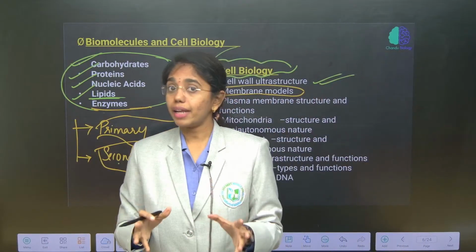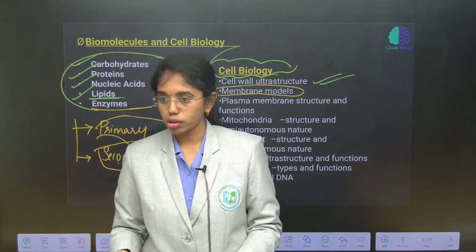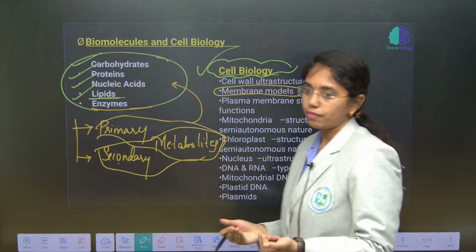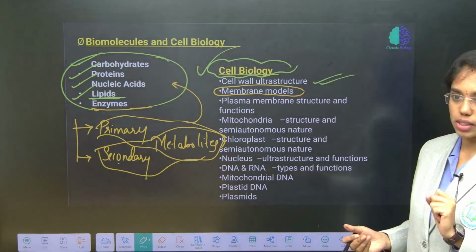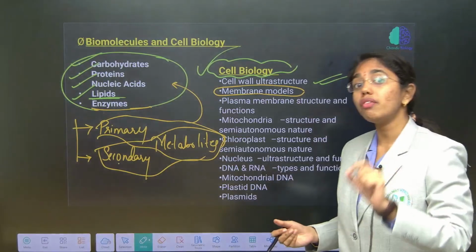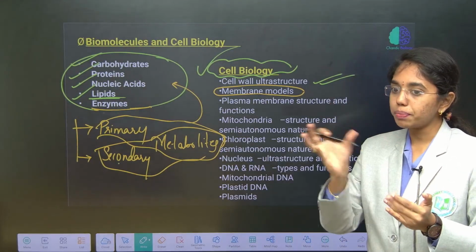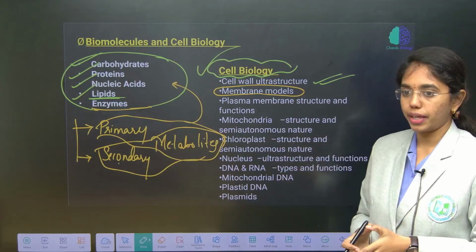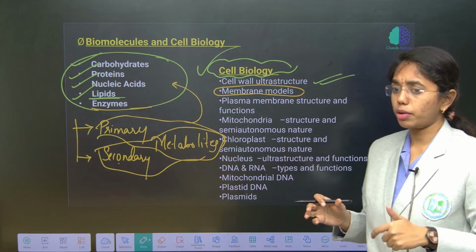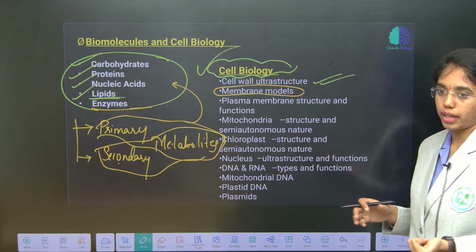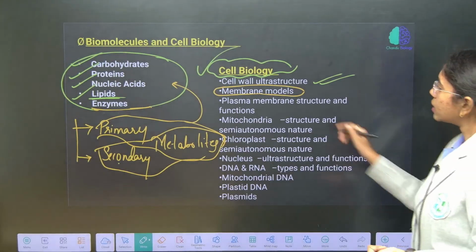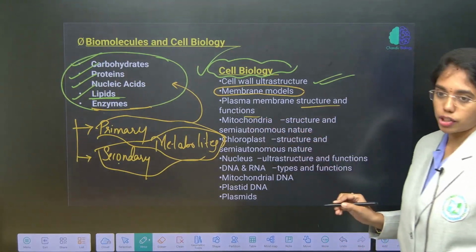But then we have to go through other models also, like unit membrane model, sandwich model, with the scientists' discoveries, and the composition of lipids and proteins also. For each model, the composition percentage of lipids and proteins varies, right? That also should be highlighted, because we can expect that in match the following type of questions. Next is cell membrane structure and its functions.